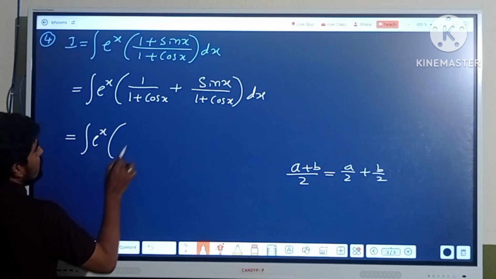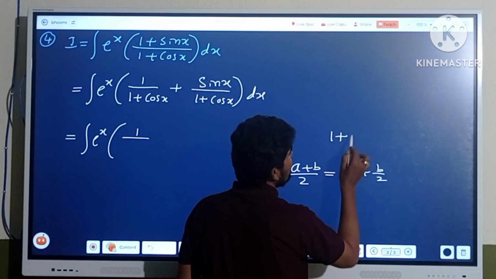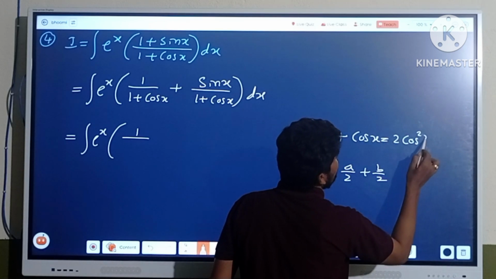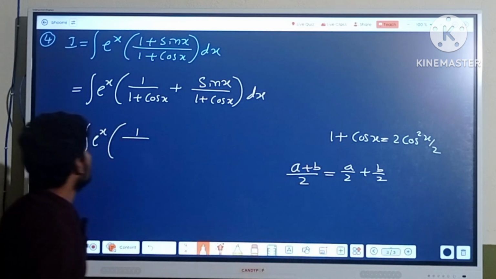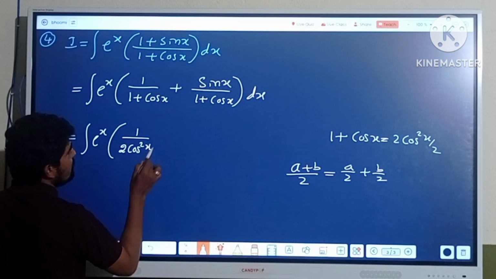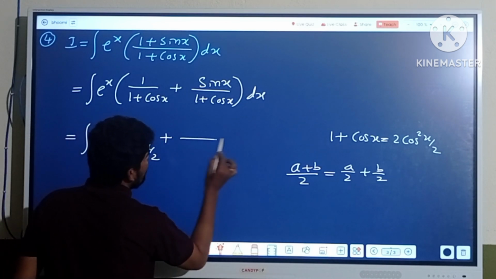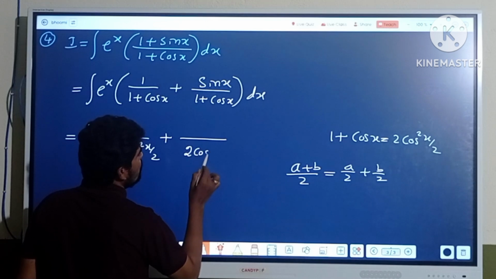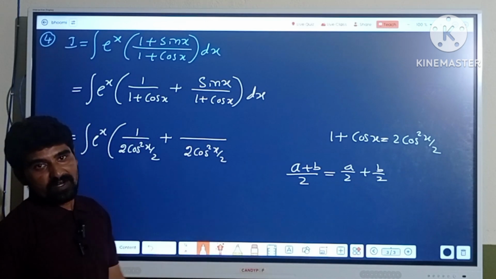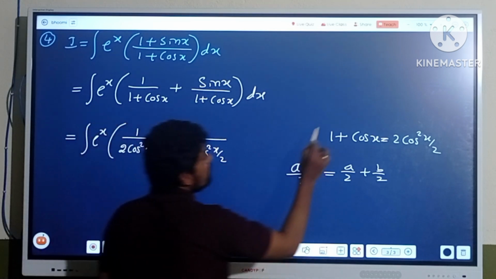Now integration of e power x into 1 divided by, we know the formula for 1 plus cos x using the half angle formulas: 1 plus cos x is equal to 2 cos square x by 2. Therefore 1 divided by 1 plus cos x is equal to 1 divided by 2 cos square x by 2, plus, again the same thing in the denominator, 1 plus cos x can be written as 2 cos square x by 2. So the denominator we express in half angle format. So the numerator is also expressed in terms of a half angle formula. That is what?